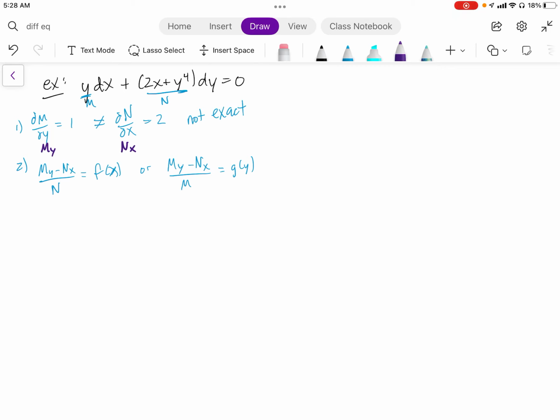M_y minus N_x, I'll go ahead and use a different color. So we had 1 minus 2 over N, which is 2x plus y to the fourth. That is not clearly a function of just x, because we have this y here. So that's a no. Checking the other one though, remember, not all hope was lost, over M, which is just y. Is that a function of y? Yeah, because we only get negative 1 over y. It will work. Okay, there are more steps, but it will work.